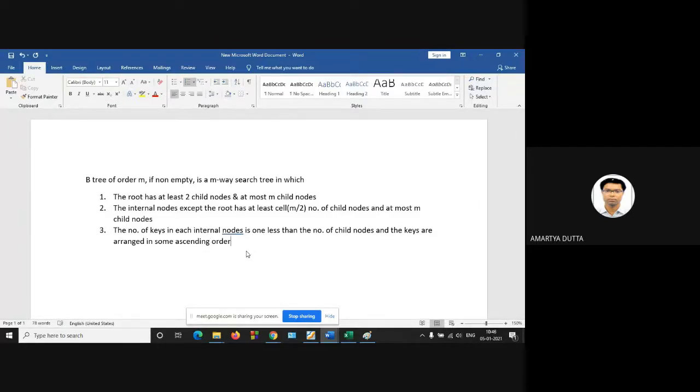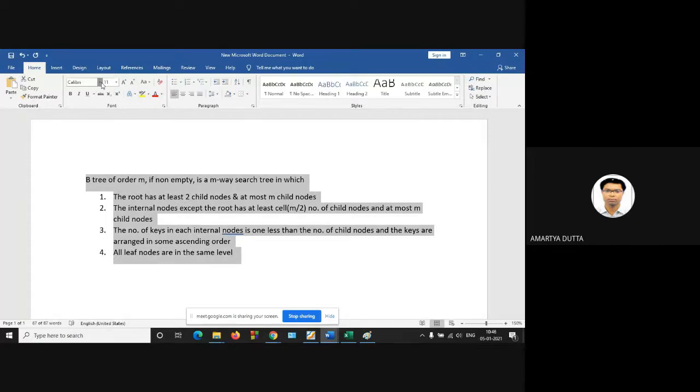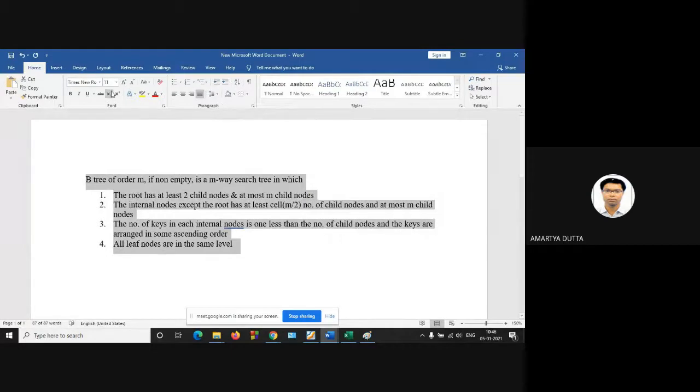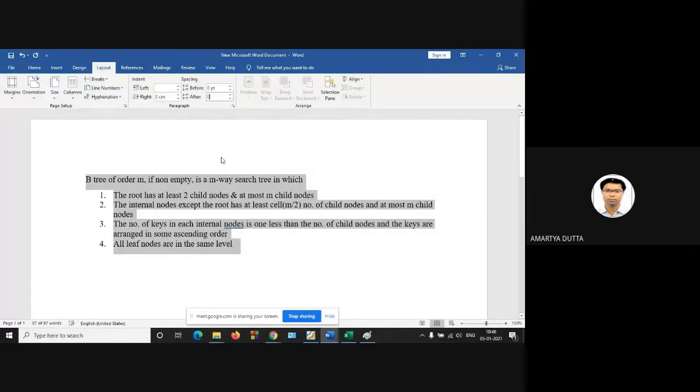And all leaf nodes are in the same level. So these are the total 4 characteristics, the definition of a B tree.